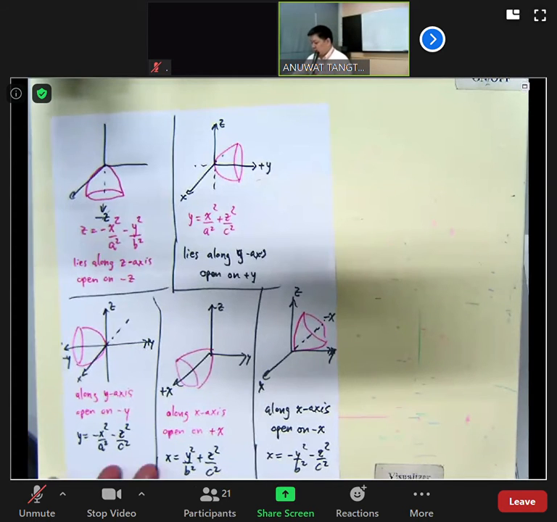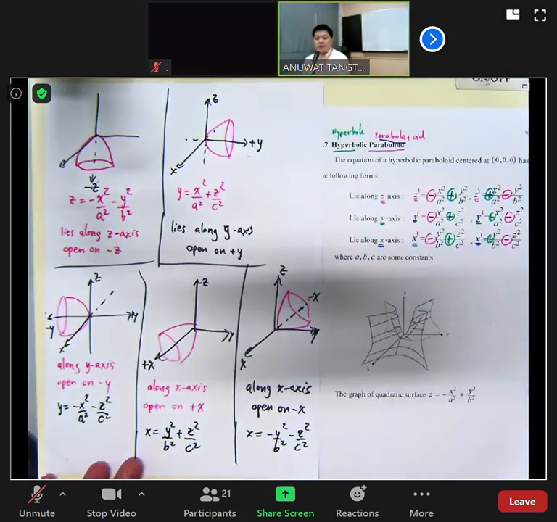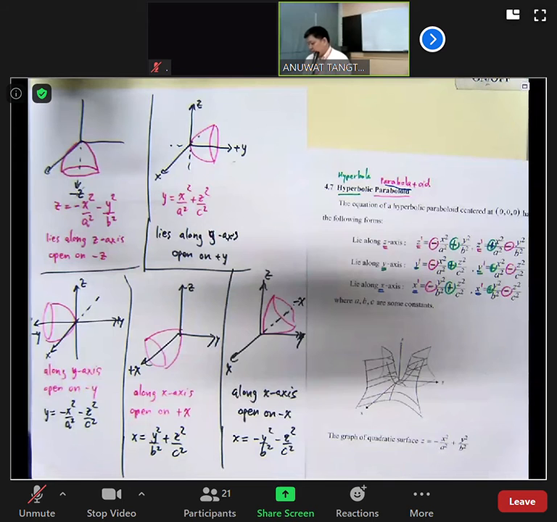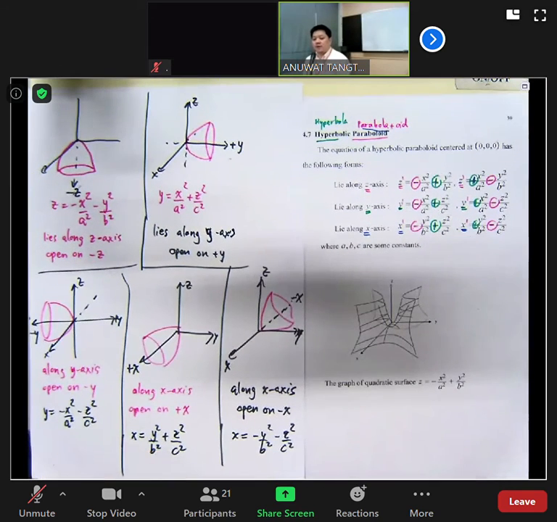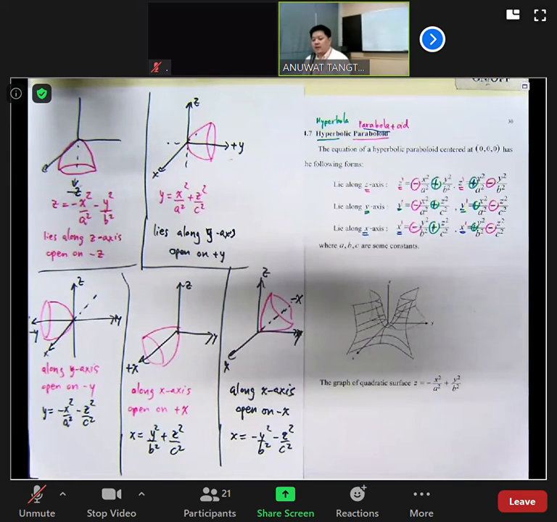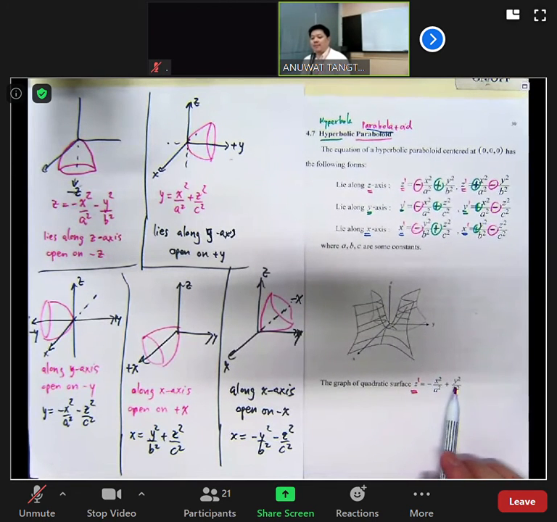Now let me end this chapter with the last case. We are going to move on to the hyperbolic paraboloid. The hyperbolic paraboloid can be considered the most difficult surface to draw. This is the picture of the quadratic surface, the hyperbolic paraboloid. It lies along the z-axis because z has exponent 1: z equals minus x squared over a squared plus y squared over b squared.